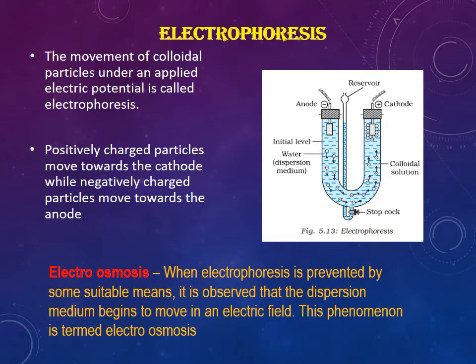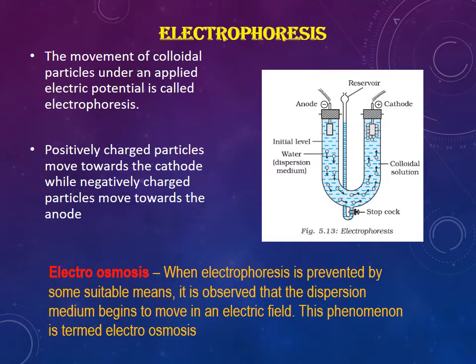The U-tube is filled with the colloidal solution, and here the colloidal solution is negatively charged, and the dispersion medium is water. Negatively charged colloidal solution means the dispersed particle is negatively charged. When the electrical potential is applied, what will happen in the U-tube? When we apply electrical potential, the negatively charged colloidal particles will start to move towards the positively charged electrode.